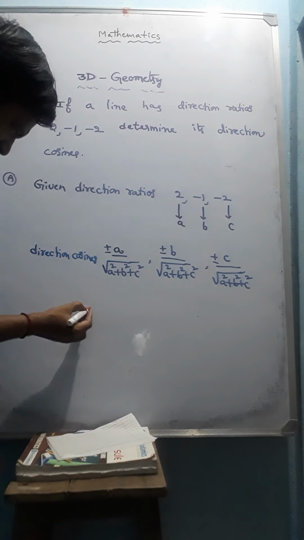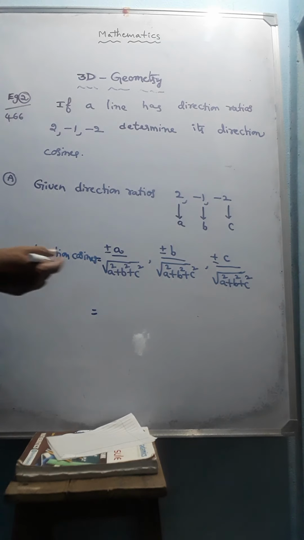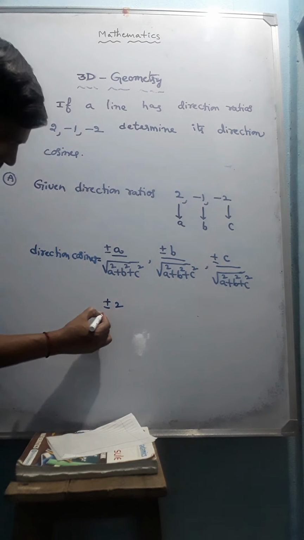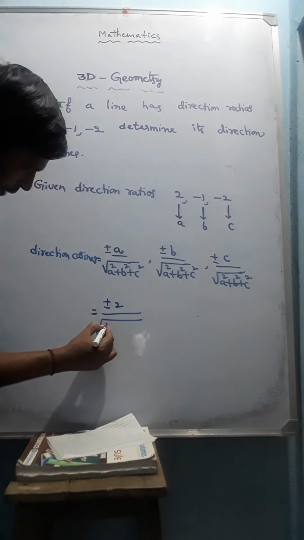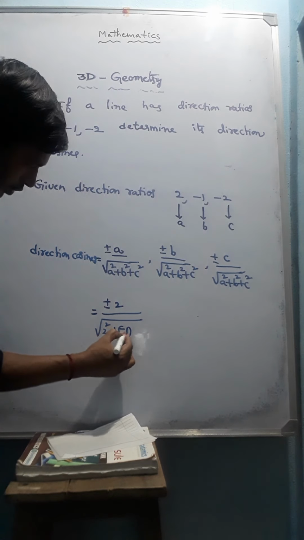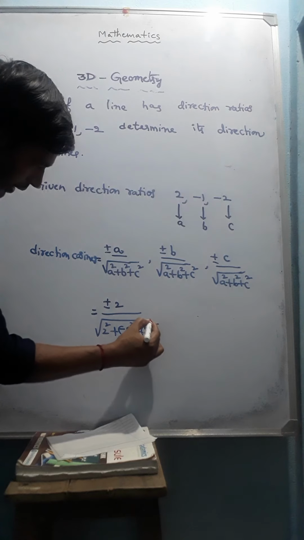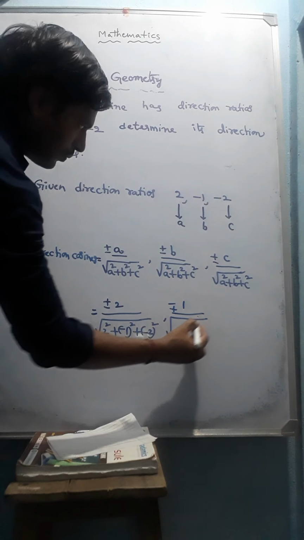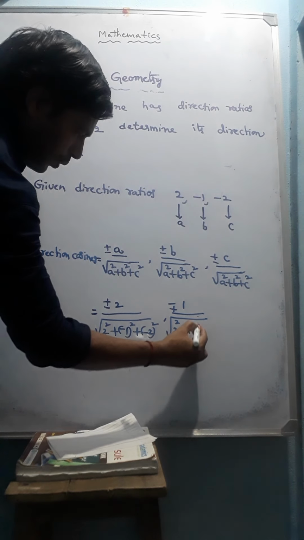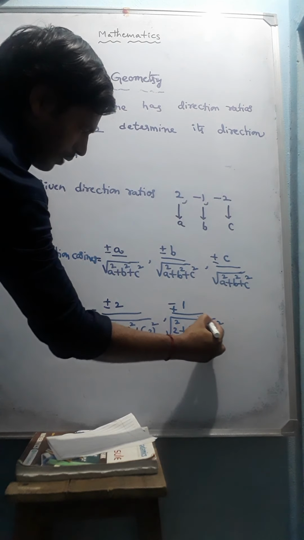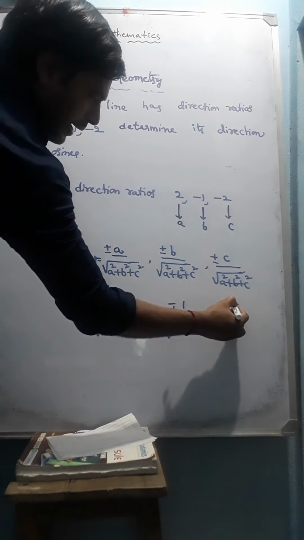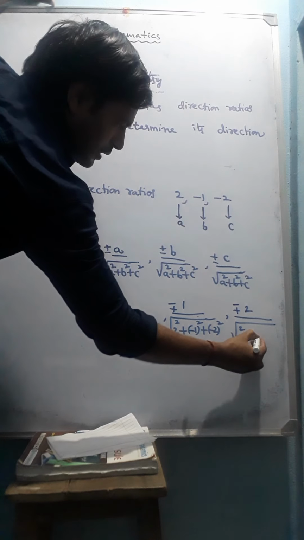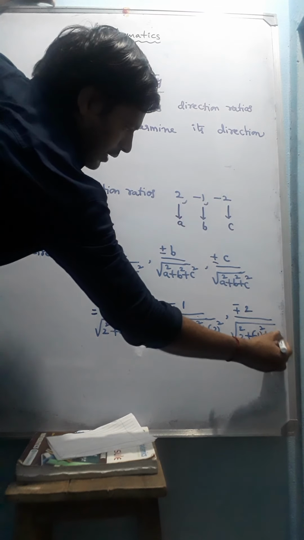Okay. Next step, that is equal to, so substitute those values in the given formula, then we can get plus or minus 2 by square root of 2 square plus minus 1 whole square plus minus 2 whole square, comma, minus plus 1 by square root of 2 square plus minus 1 whole square plus minus 2 whole square, comma, minus plus 2 by square root of 2 square plus minus 1 whole square plus minus 2 whole square.